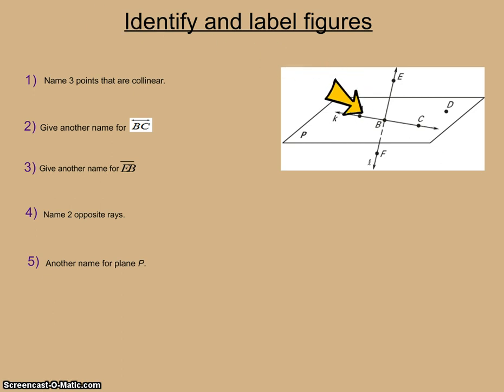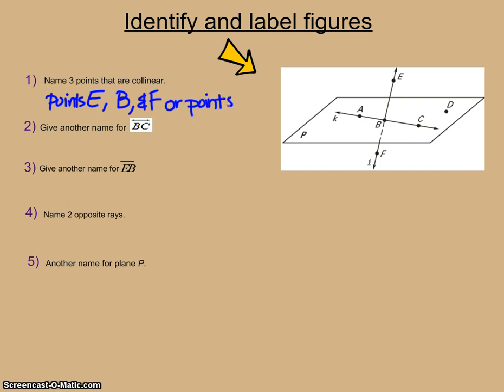So if you look, we could use A, B, and C on the same line, or E, B, and F on the same line. Either one of those sets of 3 would work. So remember, I said we could use points E, B, and F, or points A, B, and C. Either set of points would work for this because they're all collinear to each other. As long as they're on the same line, like those 3 are and those 3 are, they're collinear.